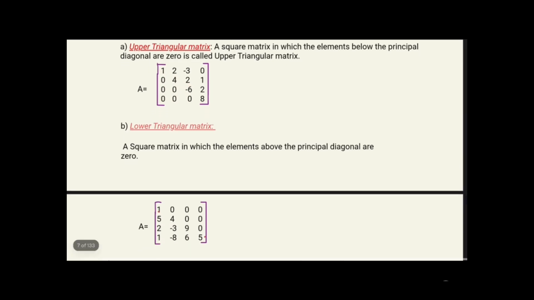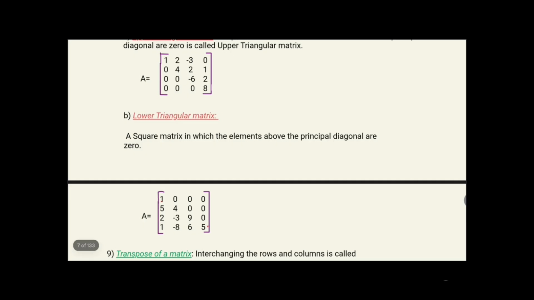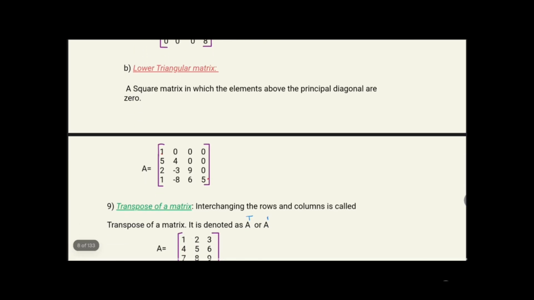Now coming to the lower triangular matrix, a square matrix in which the elements above the principal diagonal are 0. In the case of a lower triangular matrix, the elements above the principal diagonal should be 0. Here is the example for you. This is the principal diagonal and the elements above the principal diagonal are all 0. That is called a lower triangular matrix.